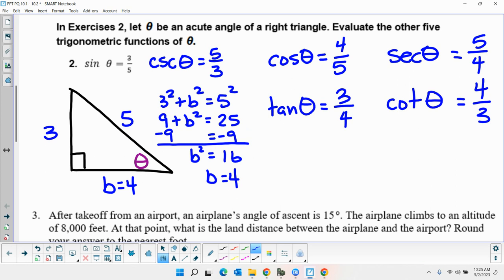So 1 and 2 are basically the same type of problem, just give you the information a little differently. Questions? Pretty easy stuff, right? Good? All right. Number 3.